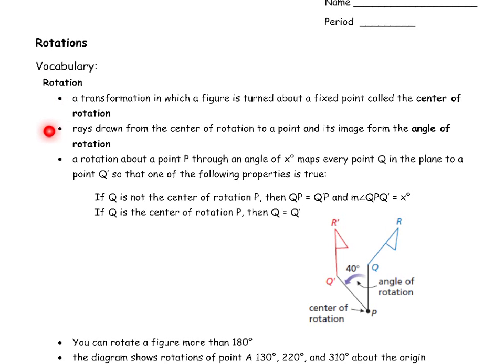So what is a rotation? It is a transformation in which a figure is turned about a fixed point called the center of rotation. Rays drawn from the center of rotation to a point in its image form the angle of rotation.